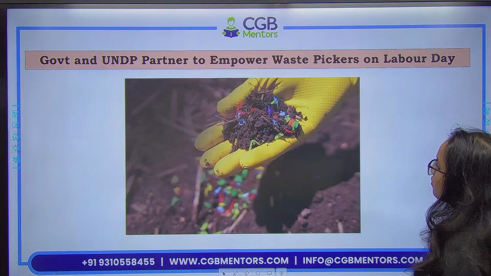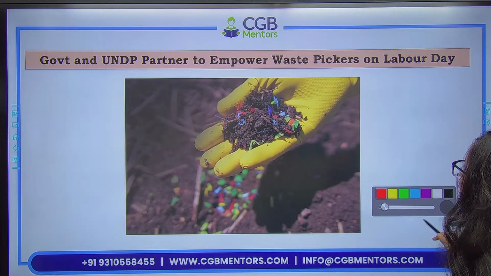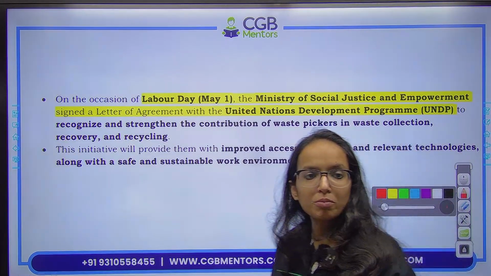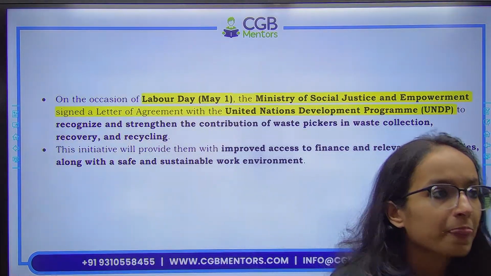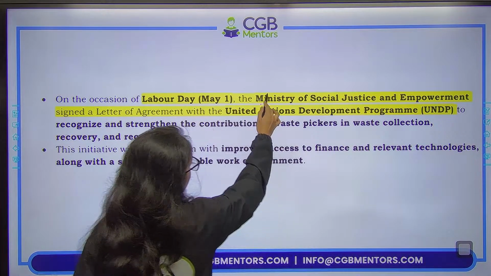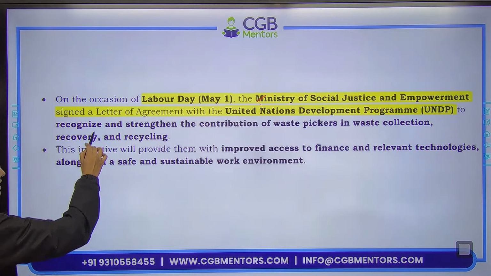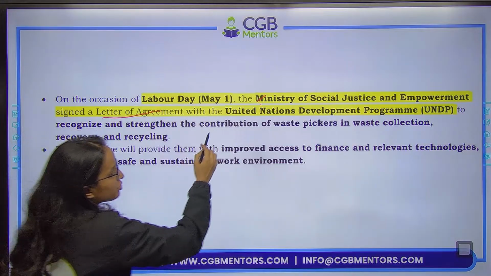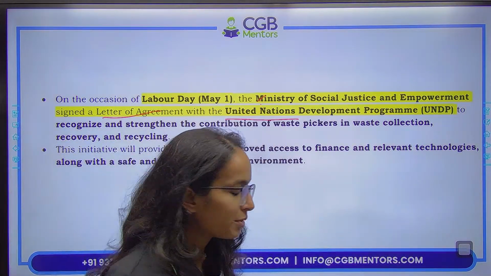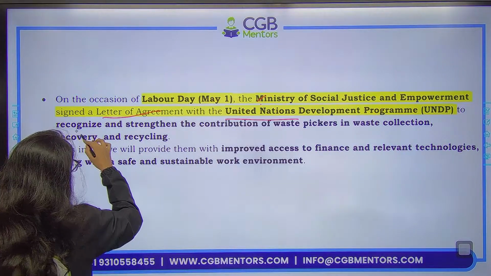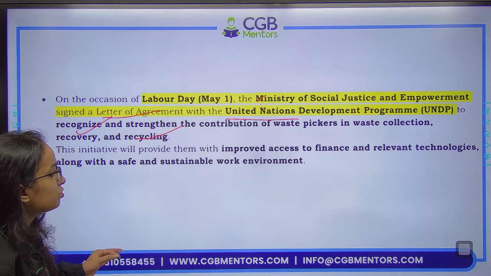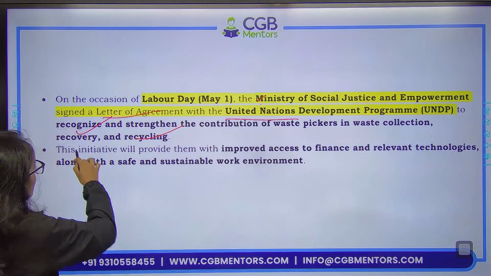Next one, government and UNDP have partnered to empower waste pickers on Labor Day. Very recently, 1st May was observed as Labor Day, right? On the occasion of Labor Day, the Ministry of Social Justice and Empowerment has signed an agreement with the United Nations Development Programme. UNDP के साथ मिनिस्ट्री ने साइन किया है agreement. For what purpose? This is to recognize and provide them financial assistance and relevant technologies for waste collection, recovery and recycling.